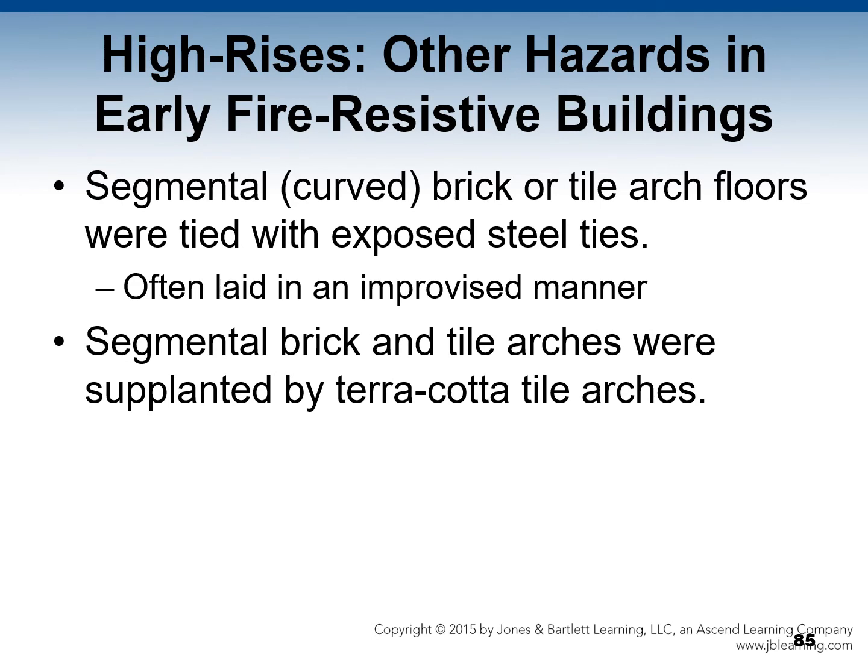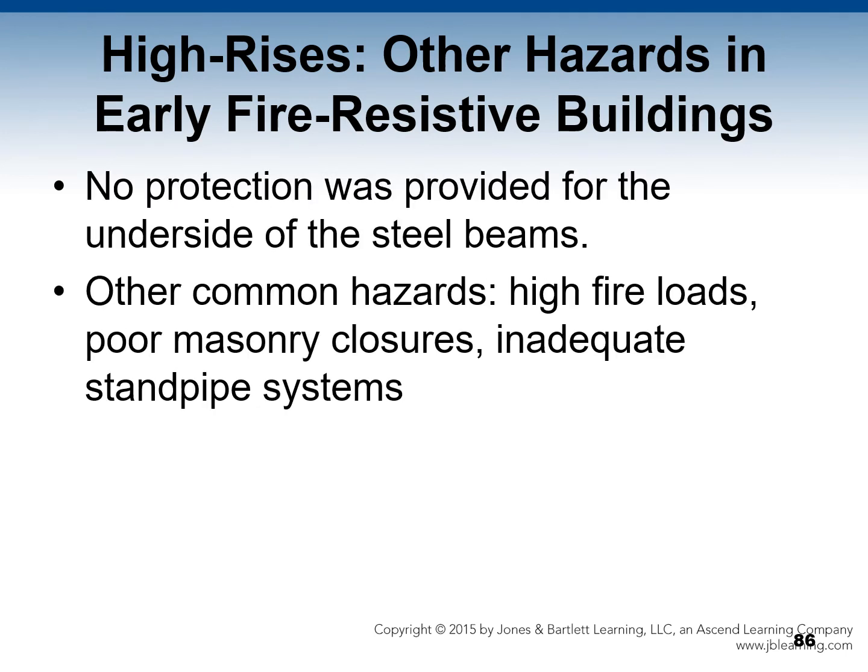Some other hazards in early fire-resistive buildings. Segmental brick and tile arches were supplanted by flat terracotta tile arches. No protection was provided for the underside of the steel beams. Tile arch floors often had to be laid in an improvised manner, lacking adequate protection. The ceiling may have been lowered one or more times. Codes do not require the removal of the old tile, or did not, especially at the time.